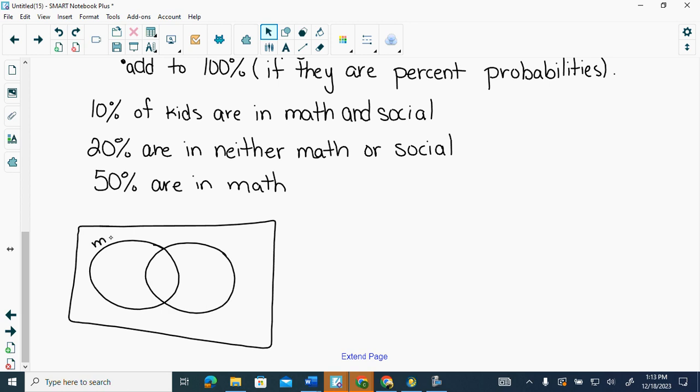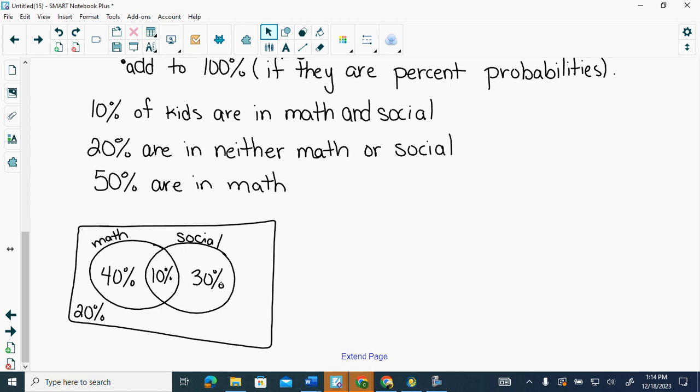We have math, social. 10% are in math and social, so I go 10, and I show the percent symbol. 20% are in neither. 50% are in math, so what percent are in math only? 40. What would social be then? Social only would be 30.